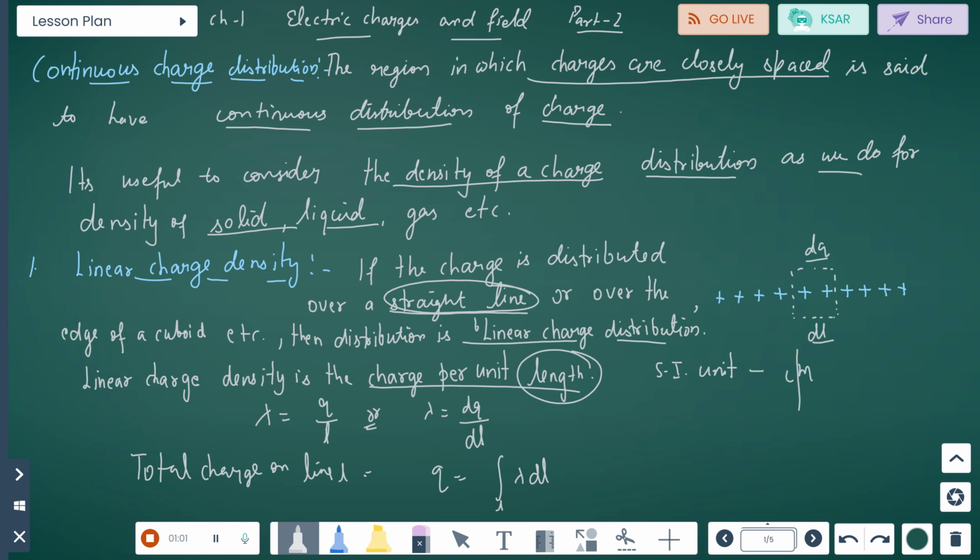SI unit is C by m, where lambda is equal to Q by L or lambda is equal to dQ by dL. Then total charge on line L is equal to Q is equal to integral of lambda dL.